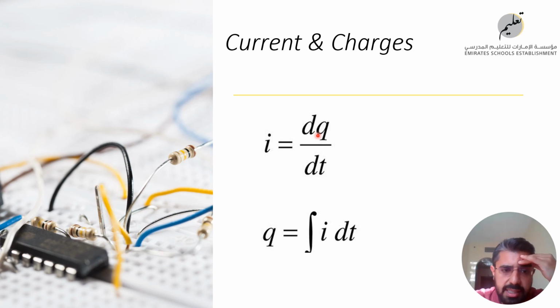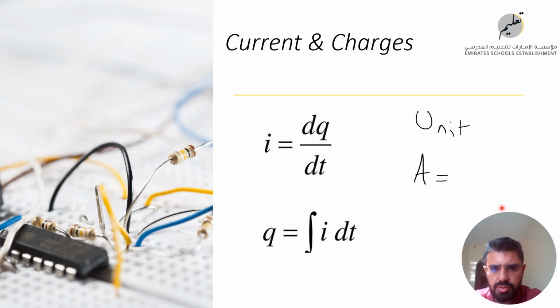So in this case we are elaborating on the current. I is equal to the derivative of the charge over the derivative of the time. Okay, so I equals dq over dt, or you can write it in another way, where q is equal to the integral of I dt.